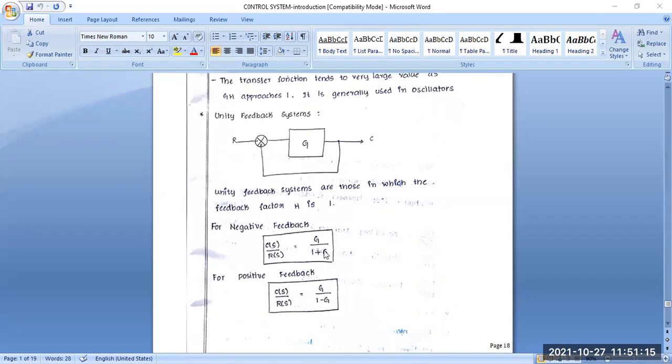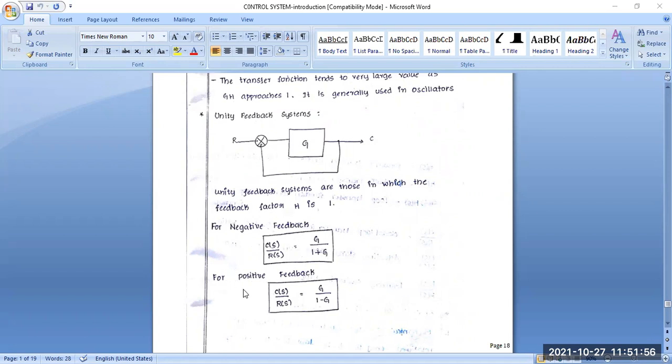Next, we have to learn from the above equation for negative feedback. We write C(s) by R(s), that is output by input, equal to G by 1 plus G, or when we use the feedback loop, G(s) by 1 plus G(s)H(s). But in that case, the feedback factor H is equal to 1, so G into 1, that is the value of H(s), gives G by 1 plus G into 1, that is G by 1 plus G. This is the negative feedback equation for the unity feedback system.